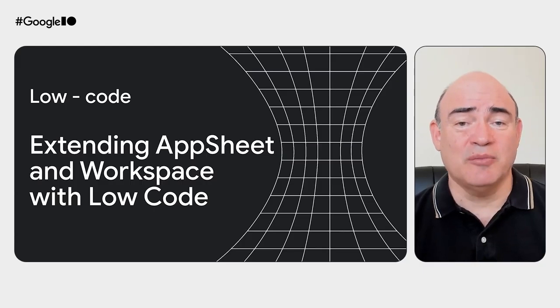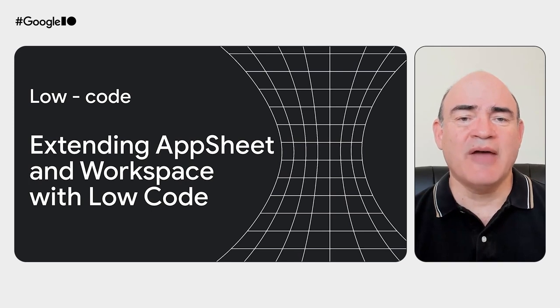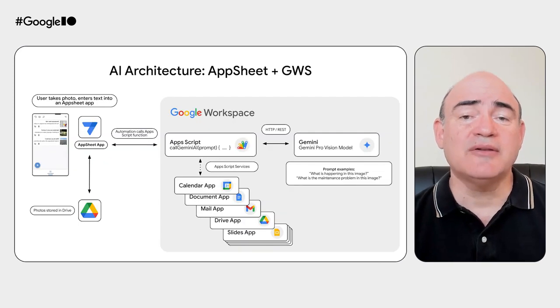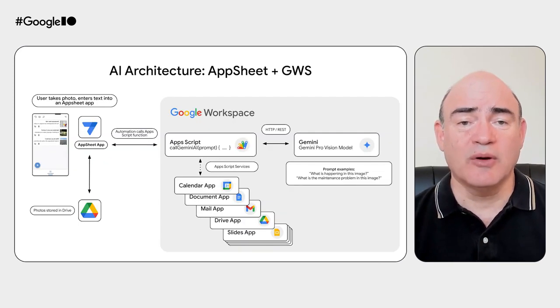Moving on to the low-code persona, AppSheet users can build more sophisticated AI-powered solutions by leveraging Workspace's AppScript platform. Here's an example of how to extend AppSheet and Workspace with just a little bit of coding. And here's a viable low-code AppSheet and Google Workspace AI architecture.